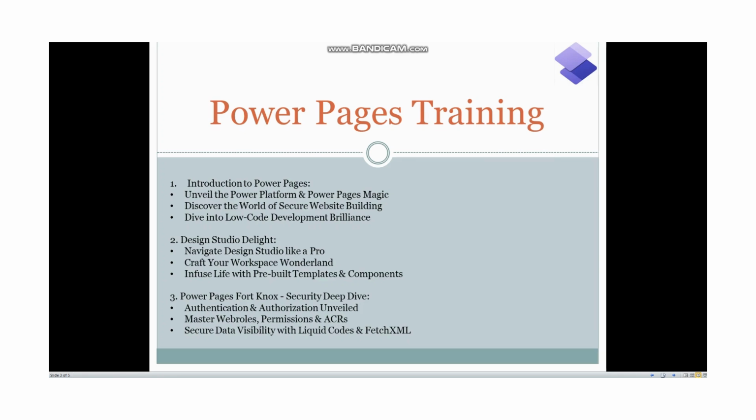The third one is the security deep dive. There are authentication, web roles, permissions, and security data visibility with Liquid code and FetchXML. Liquid code and FetchXML are used to retrieve the data, and we can create the code. Liquid code is the most secure code in Power Pages, and I think it can work in Spotify also.